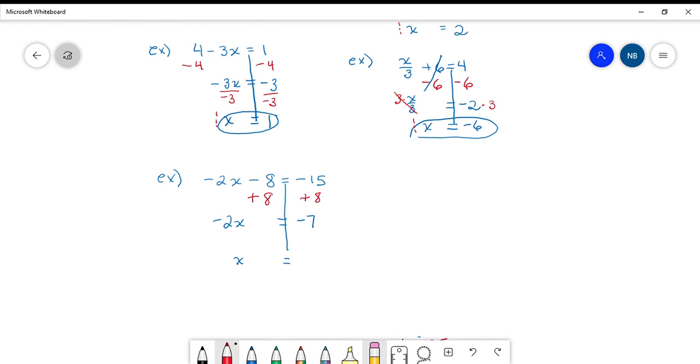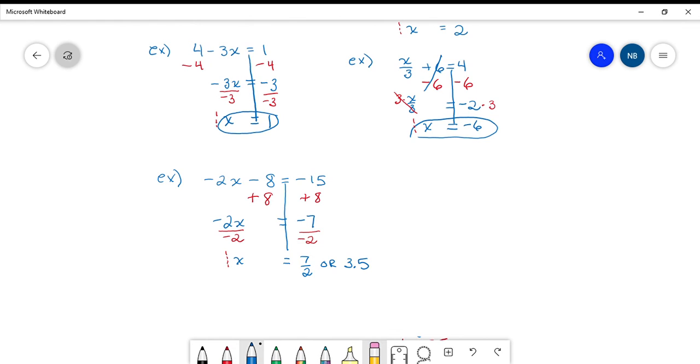Because negative 2 is multiplied by x, we're going to divide by it, because negative 2 divided by negative 2 is 1. And since it worked, we do the same thing to the right. Negative divided by negative is a positive 7/2, or if you're using a calculator, your calculator might return the answer 3.5. Okay, so we've learned to solve one-step and two-step equations.